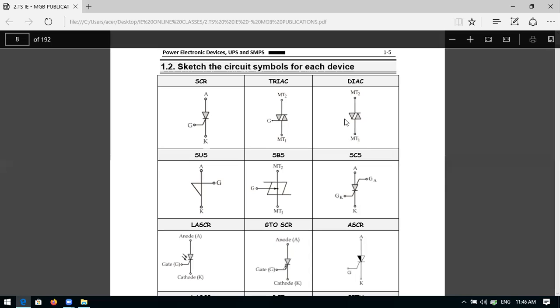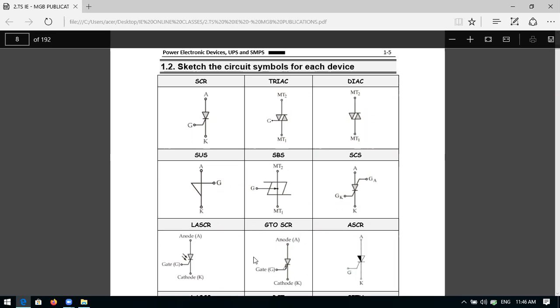So gate terminal is extra in the triac. Diac, there is no gate. Gateless triac is called a diac. So diac with a gate you can call as a triac. Same thing. Triac without gate is called diac, and diac with gate you can call as a triac. So this is the diac and triac.